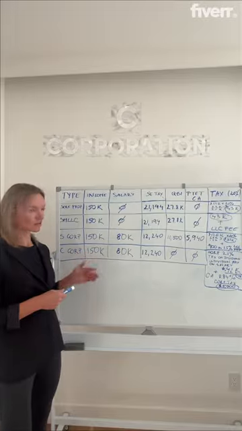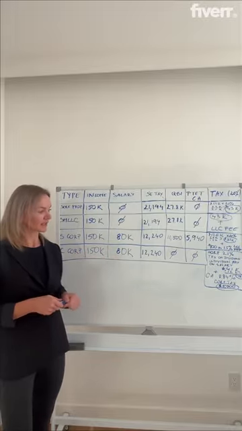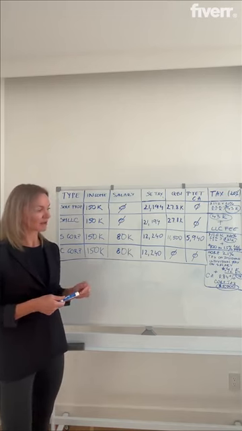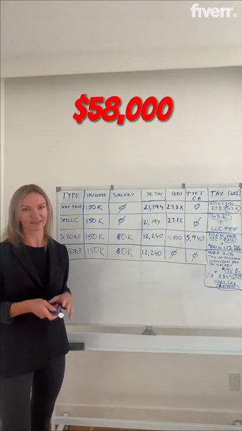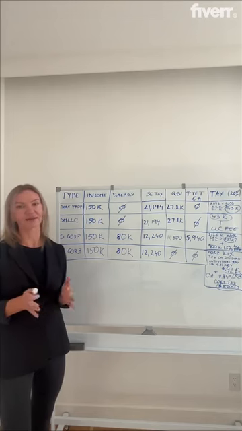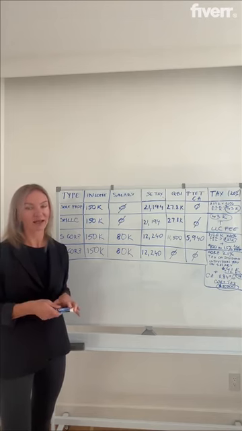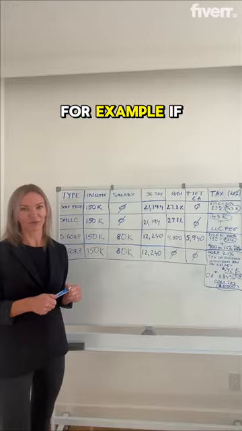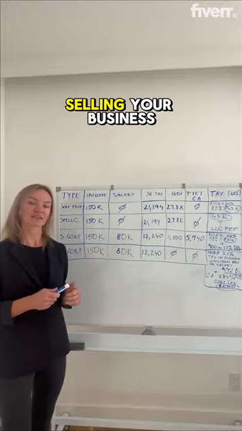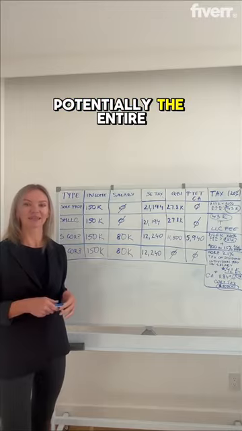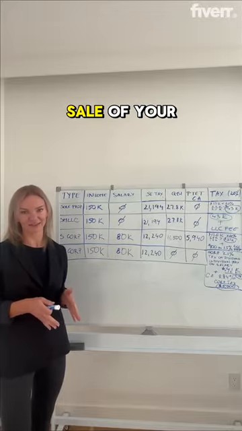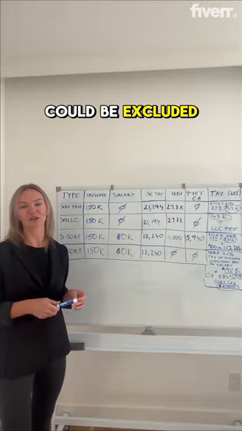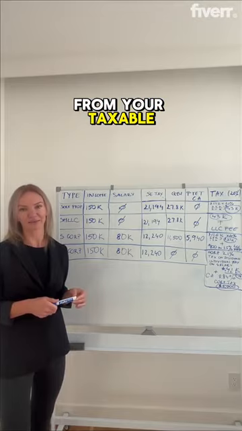With the same amount of income and the same amount of salary, I say forget about it, because you're paying about $58,000 in taxes between federal and our state here, California. However, C Corps are not all that bad. For example, if you're planning on selling your business, potentially the entire gain from the sale of your C Corporation stock could be excluded from your taxable income.